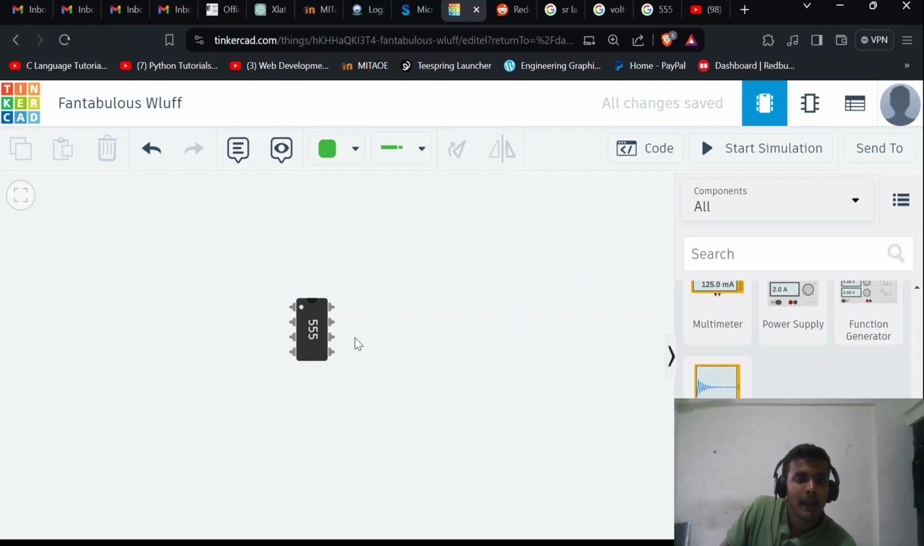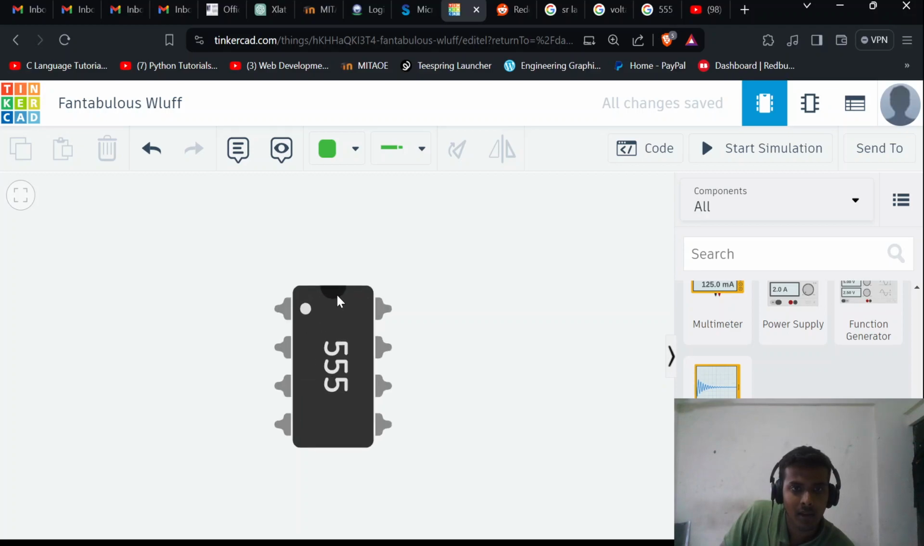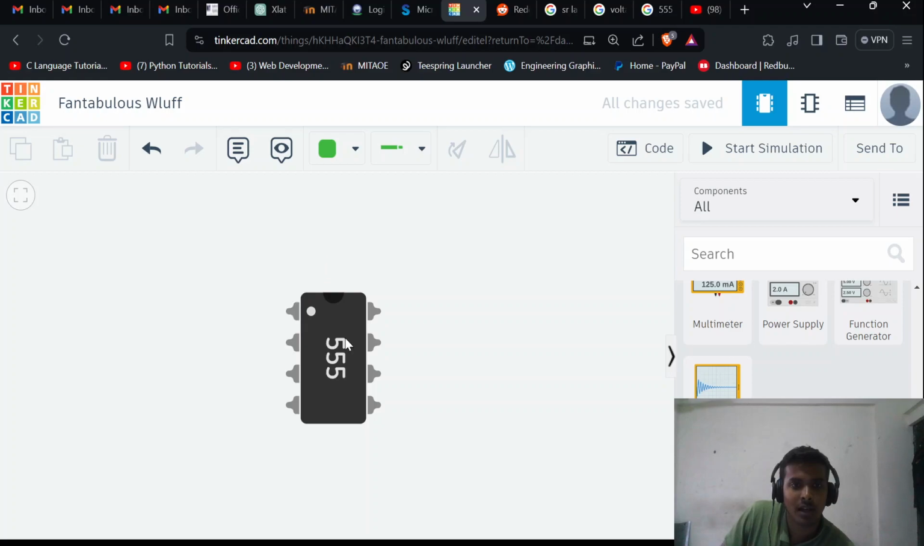And how do we determine which is pin number one? For ICs, pin number one is the pin which has the white dot like this. If you keep the notch on the upper side, the top left-most pin is pin number one, which also usually has a dot. So you can see pin number 1 is ground and pin number 8 is power.